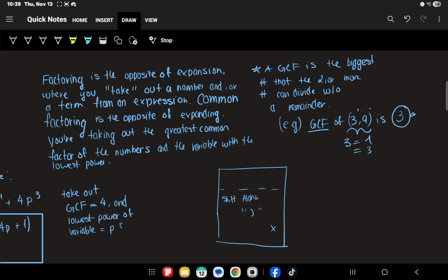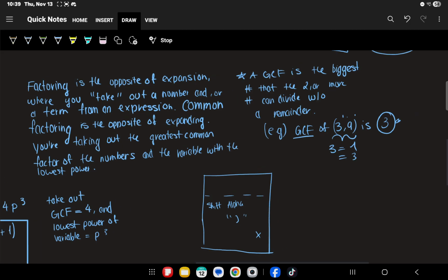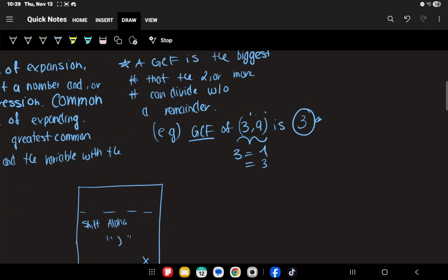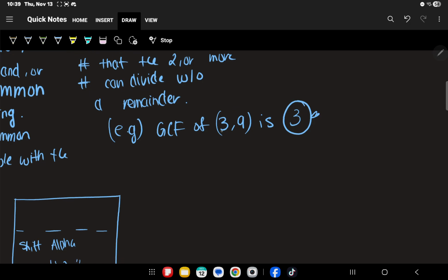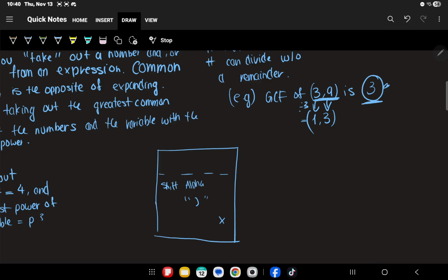So it's when you're taking out the greatest common factor of the numbers and the variable with the lowest power amongst the same variable. We'll talk about that later, but let's review what a GCF is, a greatest common factor. The greatest common factor is the biggest number that two or more numbers can divide into without a remainder. So the GCF of 3 and 9 is 3, because these numbers can both divide by 3 and result in a number without a remainder, and 3 is the largest number that these two can divide into without having a remainder.